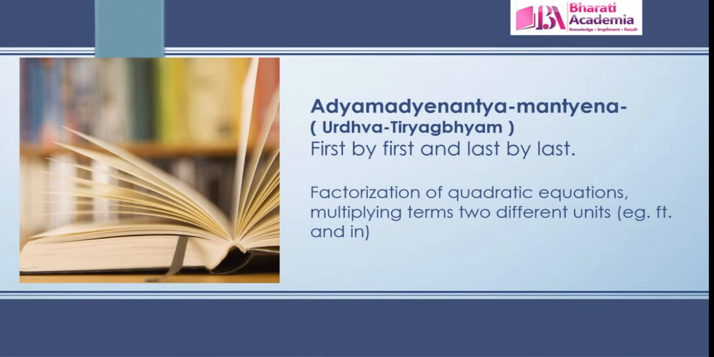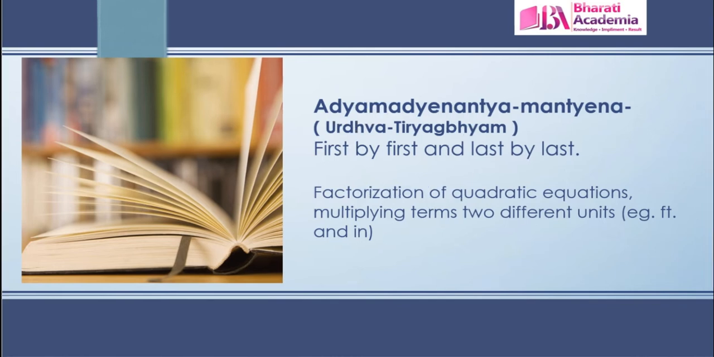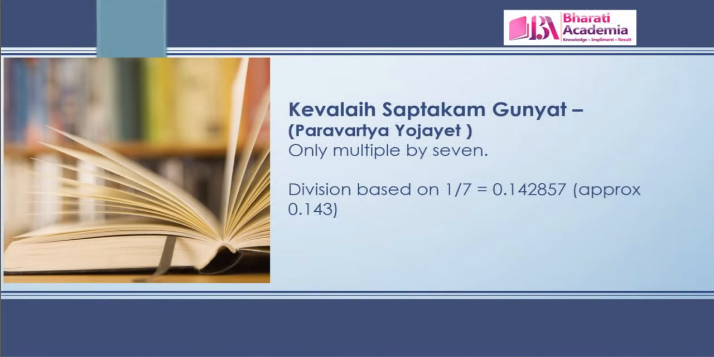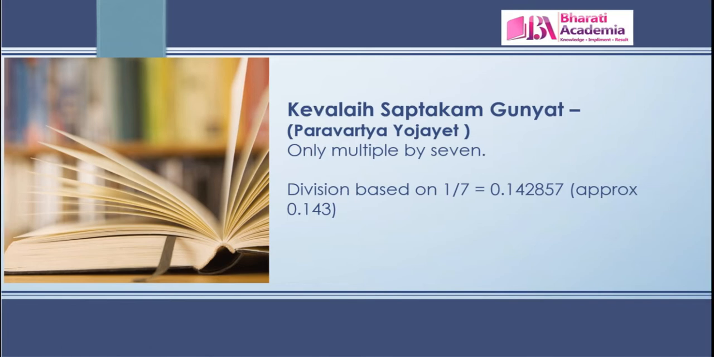Adyamadyenantyamantyena. Parent sutra is Urdhva Tiryagbhyam. It means first by first and last by last. It is useful for factorization of quadratic equations, multiplying terms of different units, that is feet and inches. Kevalaih Saptakam Gunyat. Parent sutra is Paravartya Yojayet. It is useful only for multiplying by 7.